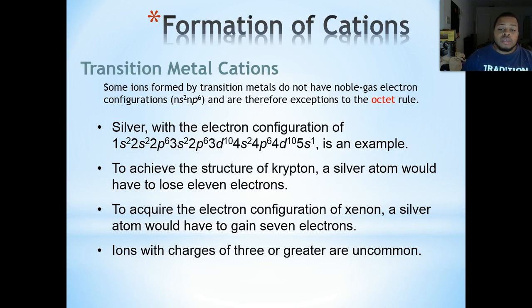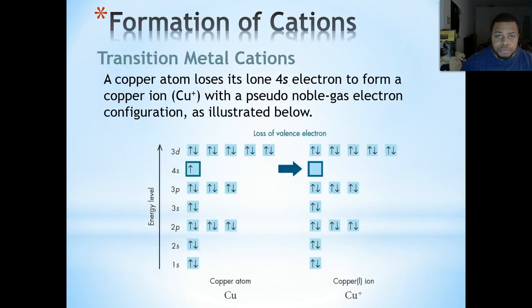We're actually going to see that it's going to lose electrons in another place in order to get to its octet rule. It's more of a fake octet rule is what we call it for the transition metals. Now, let's look at an example dealing with copper so we can see exactly how this works. So, copper wants to form an ion. So, what it's going to do is it's going to lose an electron from this 4s orbital.